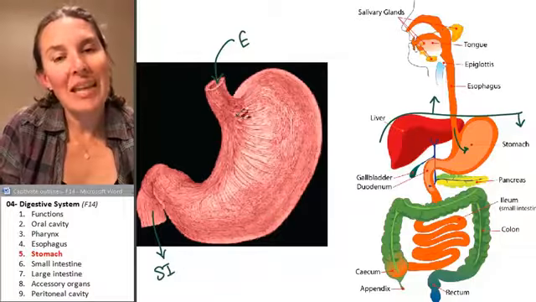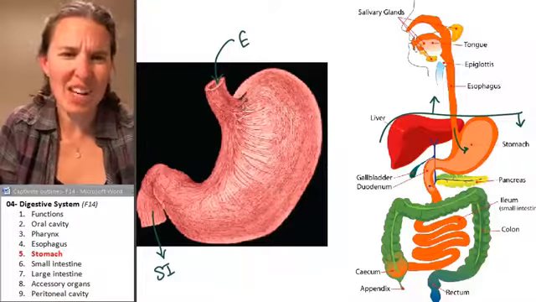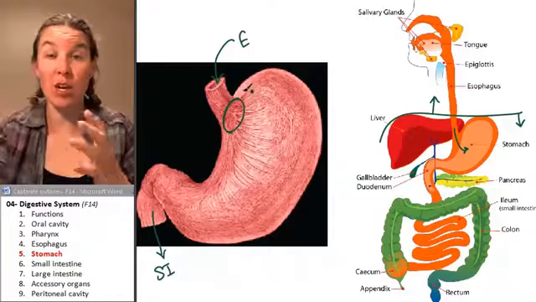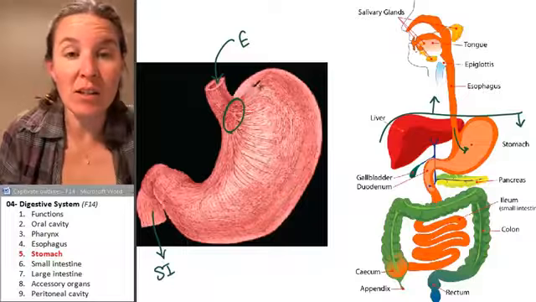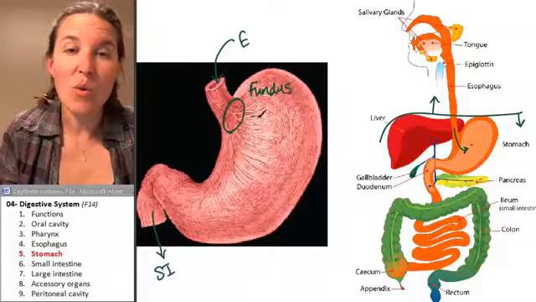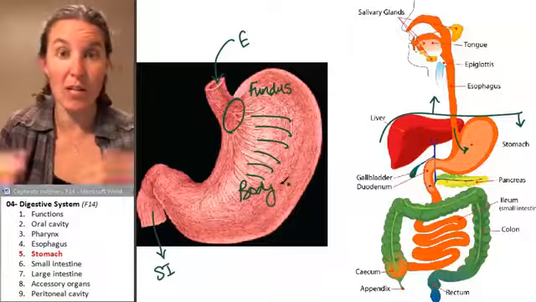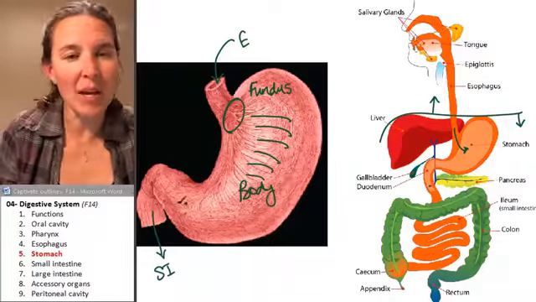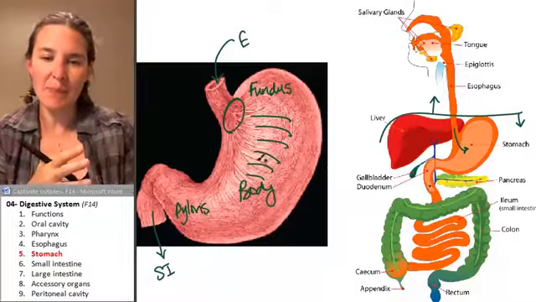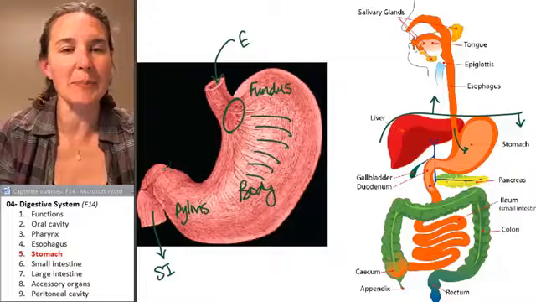The place where the esophagus actually enters the stomach is the cardiac region of the stomach. Then there's a bulge that goes superior, and that is called the fundus. The rest of this space is the body, which is the biggest region of the stomach. And then we have the pylorus. These are all like zones, like regions of the stomach.